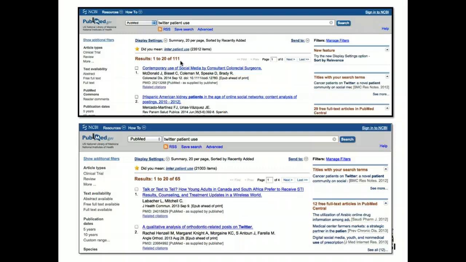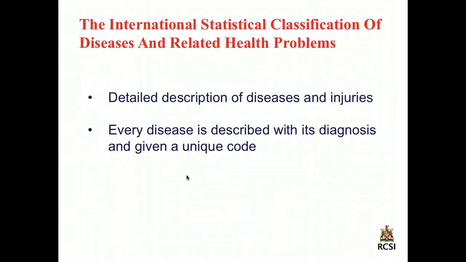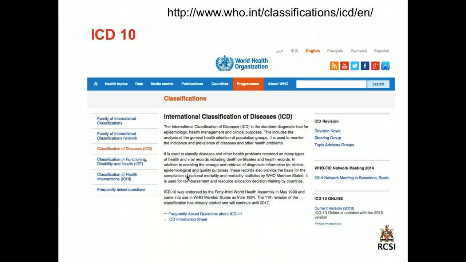We encounter these things. So in order to put shape on medical data, we need a controlled vocabulary, a lexicon. And this, as you are probably aware, the standard for this is the International Classification of Disease and Health-Related Problems. A detailed description of all disease and injuries and its diagnosis, and each is given a unique code. So there's a screen grab of the ICD website, maintained by the World Health Organization.